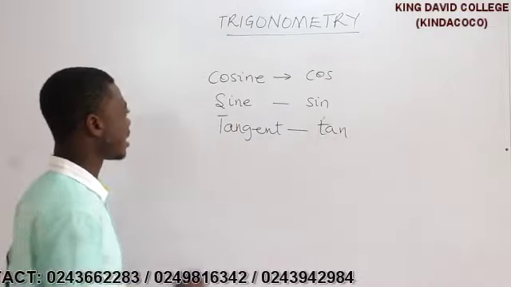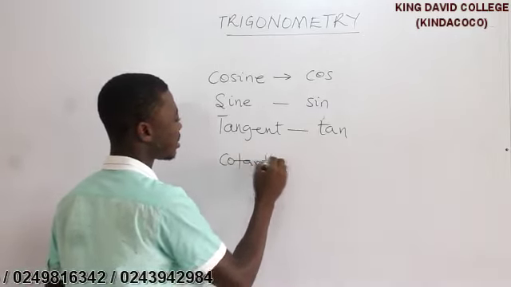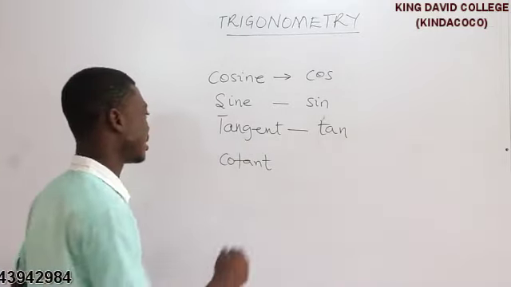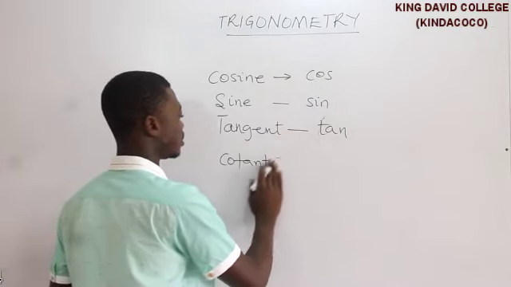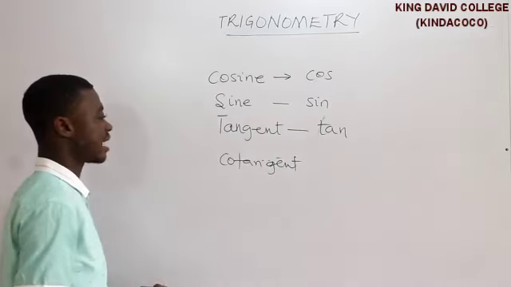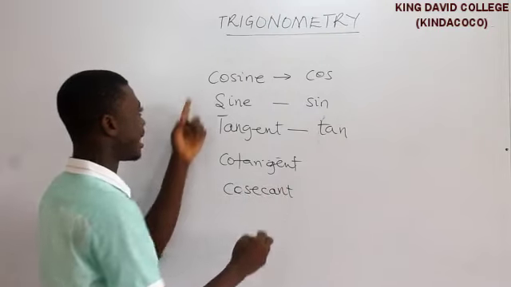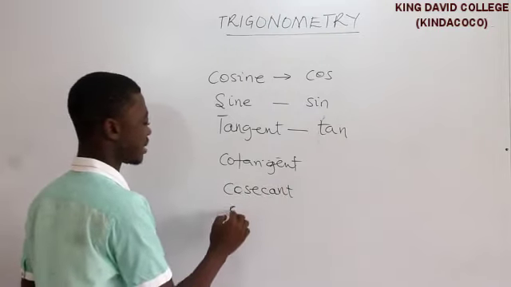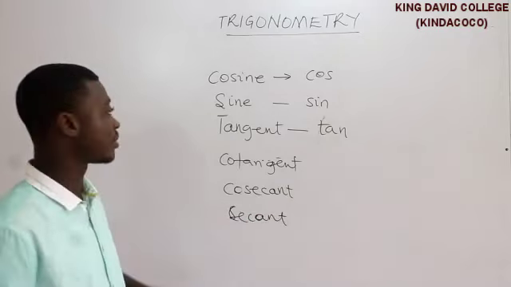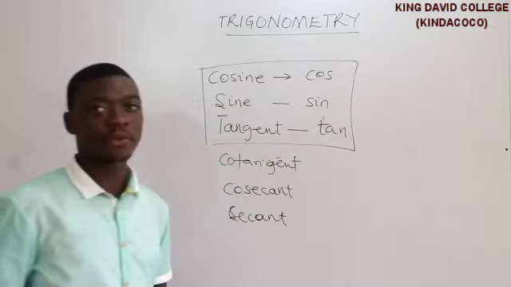But there are more. The opposite of this one is called the cotangent. Okay, the cotangent, that is the inverse of the tan, is the cotangent. And then the inverse of the sine is called cosecant, and then the inverse of the cos is called secant. Okay, secant. There are more as to this effect. But then we will be focusing more on these three.